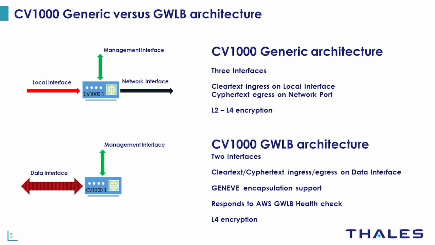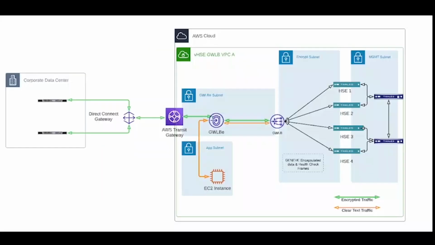We have another version that supports the AWS Gateway Load Balancer, supporting the Geneve encapsulation. For clouds that offer the Geneve encapsulation utilizing a gateway load balancer, we can leverage multiple HSEs, such as on the right of this diagram. You see that there are 4 HSEs aggregating that load from that 100 gig direct connect.